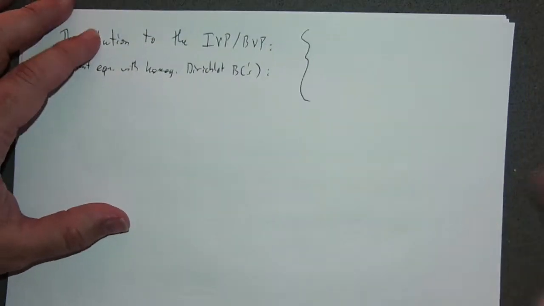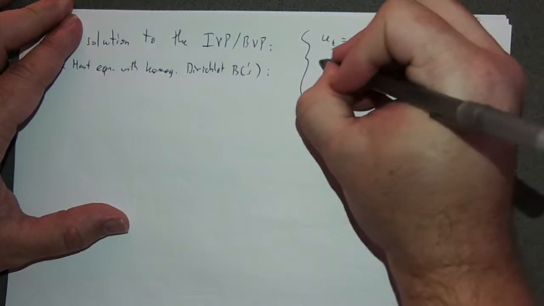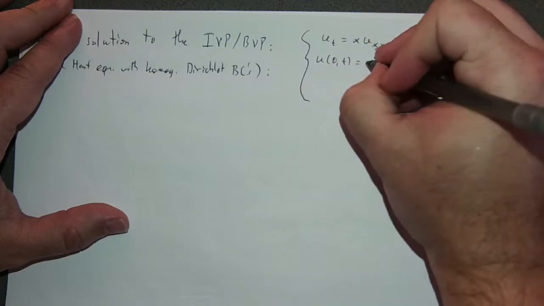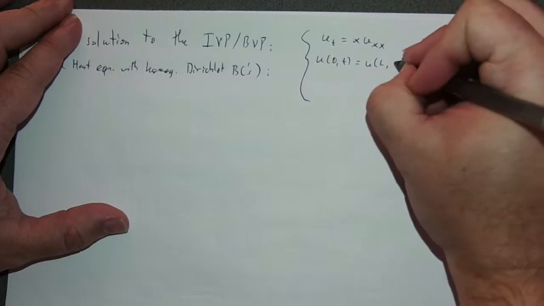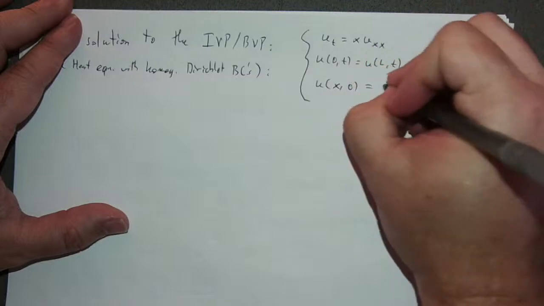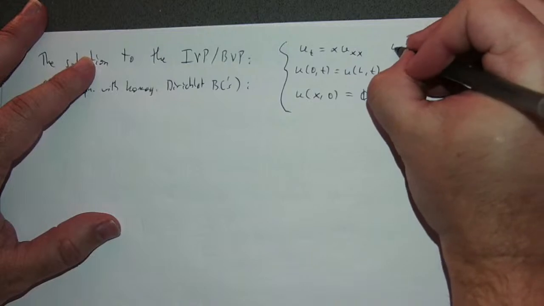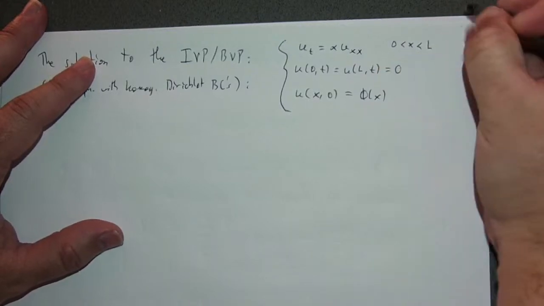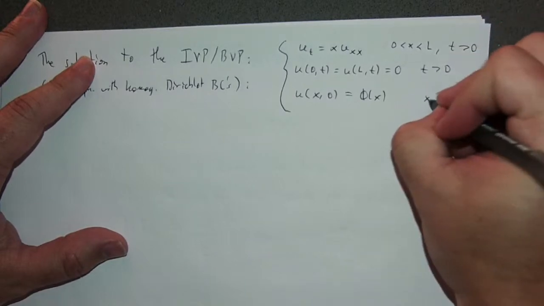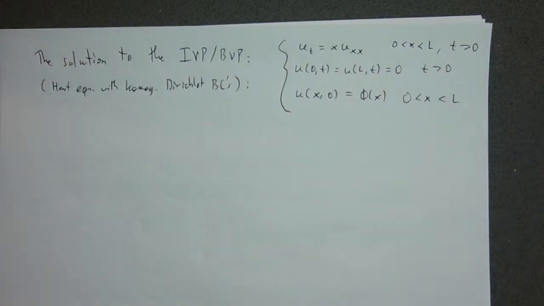So heat equation is U sub T equals alpha U sub XX. I have Dirichlet boundary conditions, U of 0, T is equal to U of L, T is equal to 0. And I have an initial condition, U of X, 0 is equal to phi of X. The domains in question for all of these things, so here X is between 0 and L, so this is a finite interval. T is positive. Here, T is positive. Here, X is between 0 and L. This is the IVP-BVP that we're trying to solve.